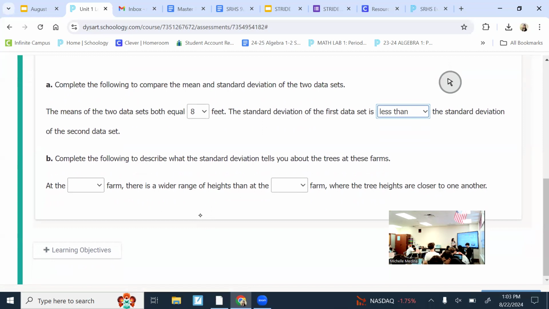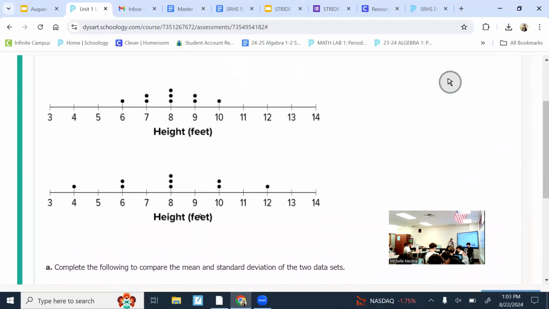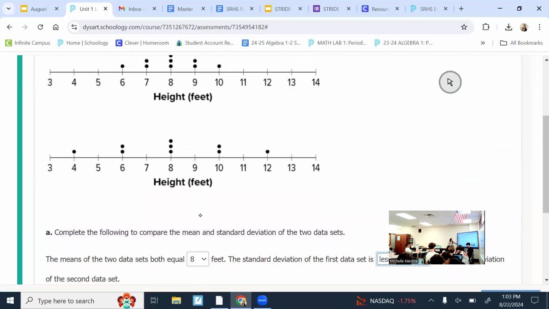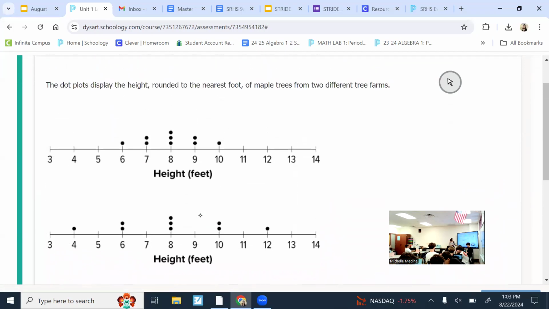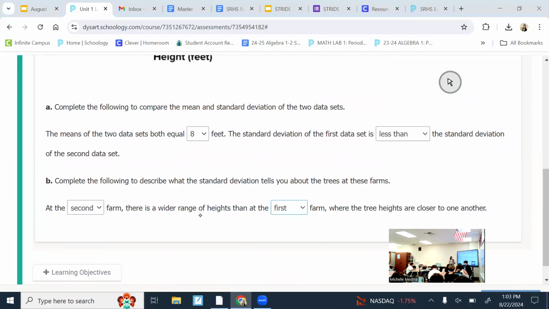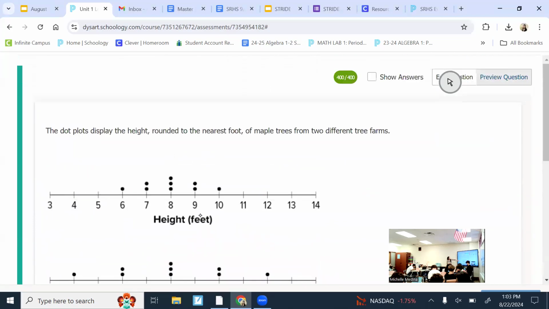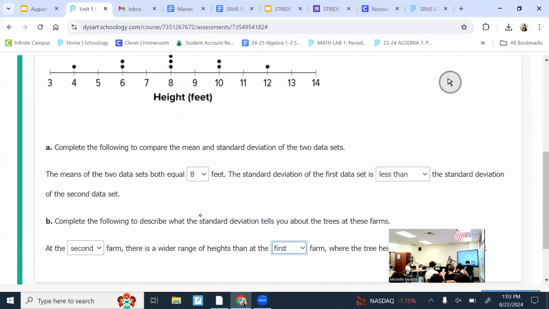Next, we have complete what this tells you about the trees at these farms. So at blank farm, there's a wider range of heights. Which one had a wider range of heights? The second one. The second farm. Good. Than the first farm. Where the heights are closer to one another. Let's make sure the key is right. And it is. So does that make sense?